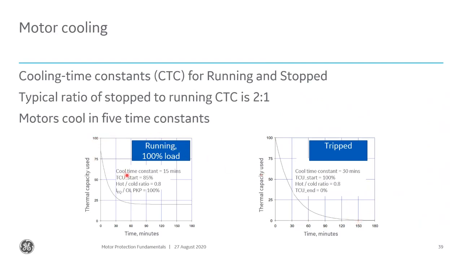When the motor is running, the cool time constant, again, it's typically 2 to 1. So here it's 15 minutes. It takes five cooling time constants to cool, but in this case, it's going to cool down to an equilibrium value. So after 5 times 15, that's 90 minutes. It's going to take 90 minutes to reach this equilibrium point, and this equilibrium point here is not 0. It's something a little more than 0 because there is heating that goes on in the motor while it's running.